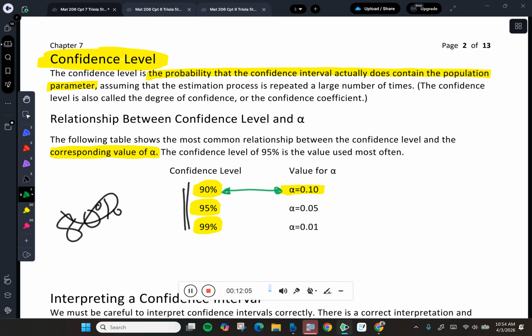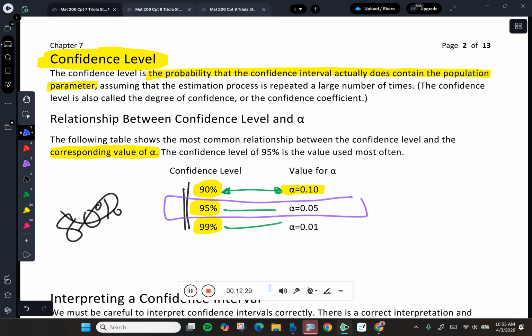95%, 5%, 99%, 1%. Do you see the parallels between those two numbers? They're technically complements. They add up to that 100%. If we had to speak in generalities, this is the most common one. It is very common to have a confidence level of 95%.